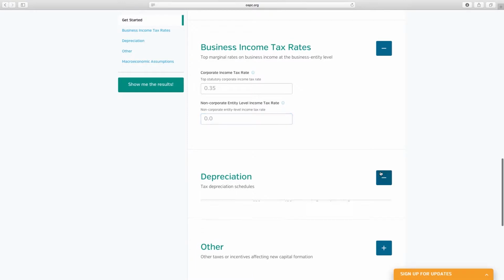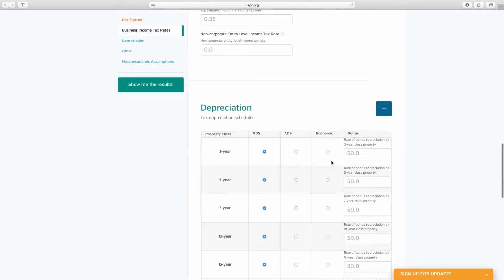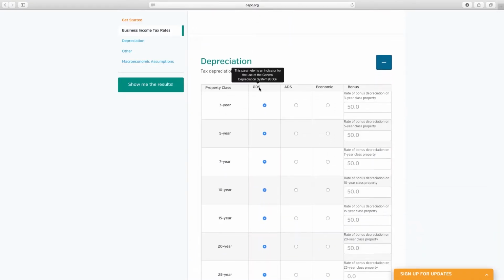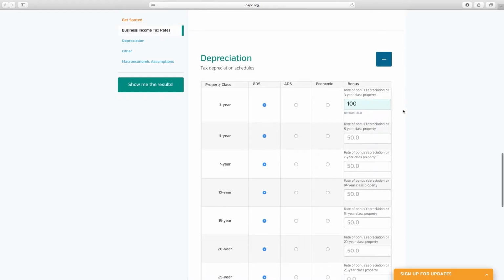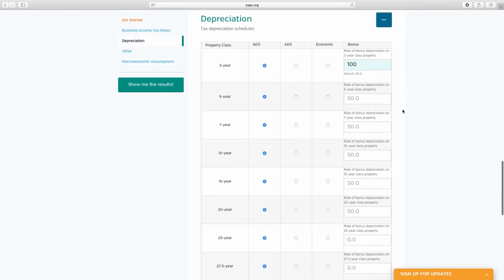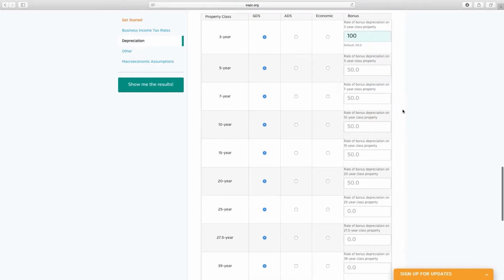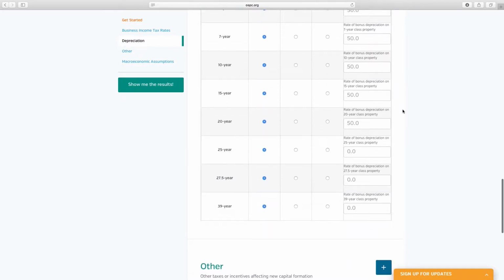Next, we can change the depreciation system. We have options to change from the general depreciation system to the alternative depreciation system, or apply economic depreciation. We can also apply bonus depreciation under any of these three systems. By setting bonus depreciation to 100%, we allow for full expensing. Depreciation schedules can be changed for properties of different types, where those types are separated by the asset's life.